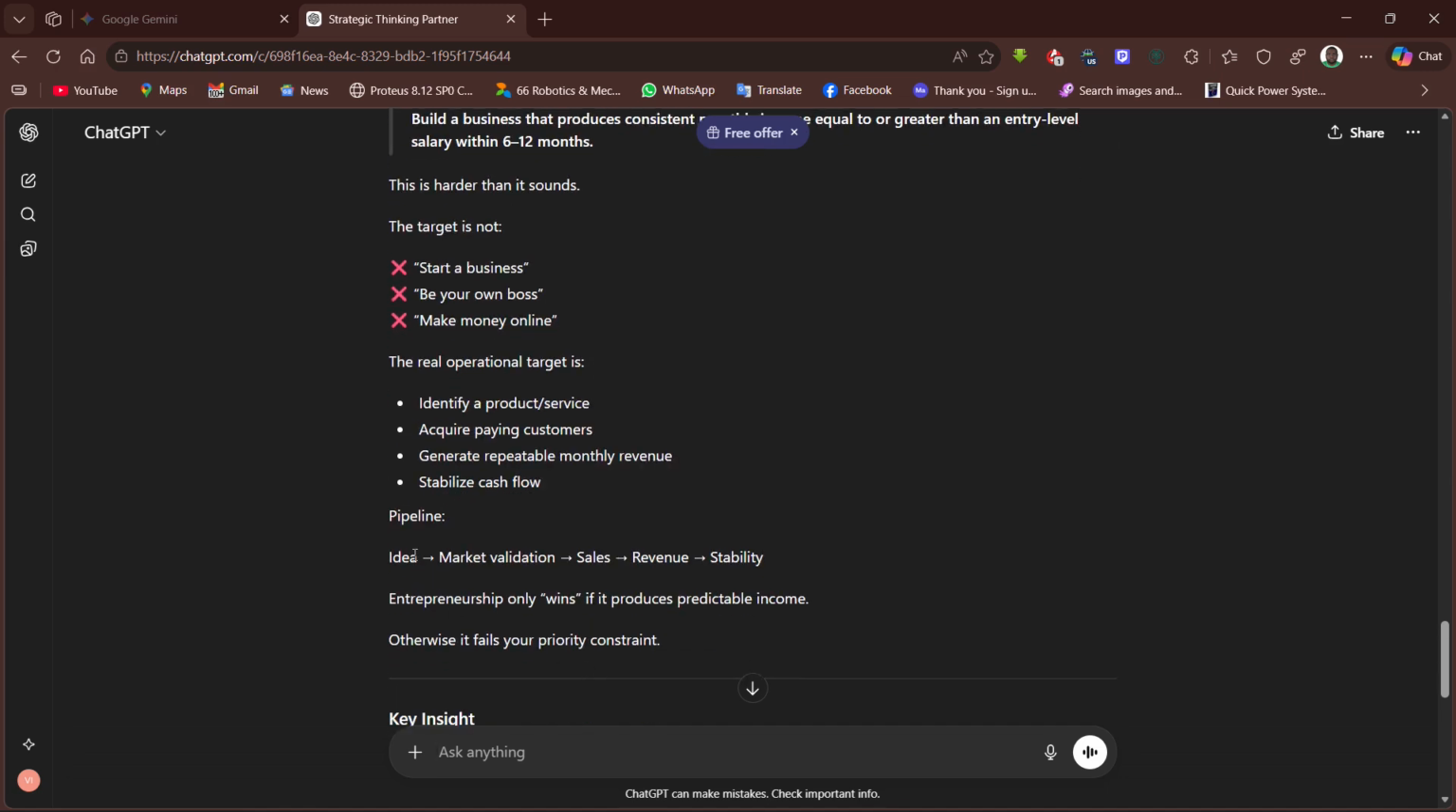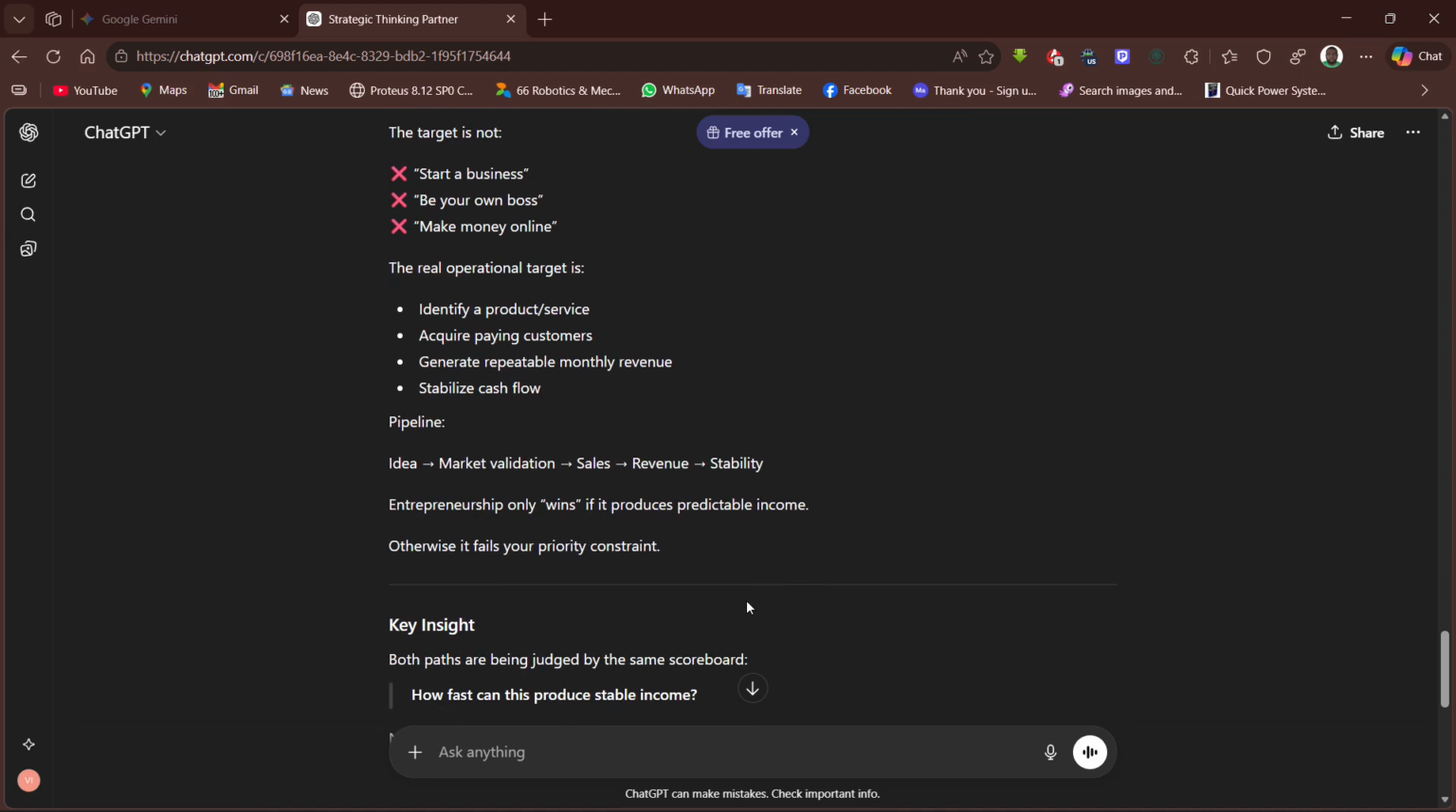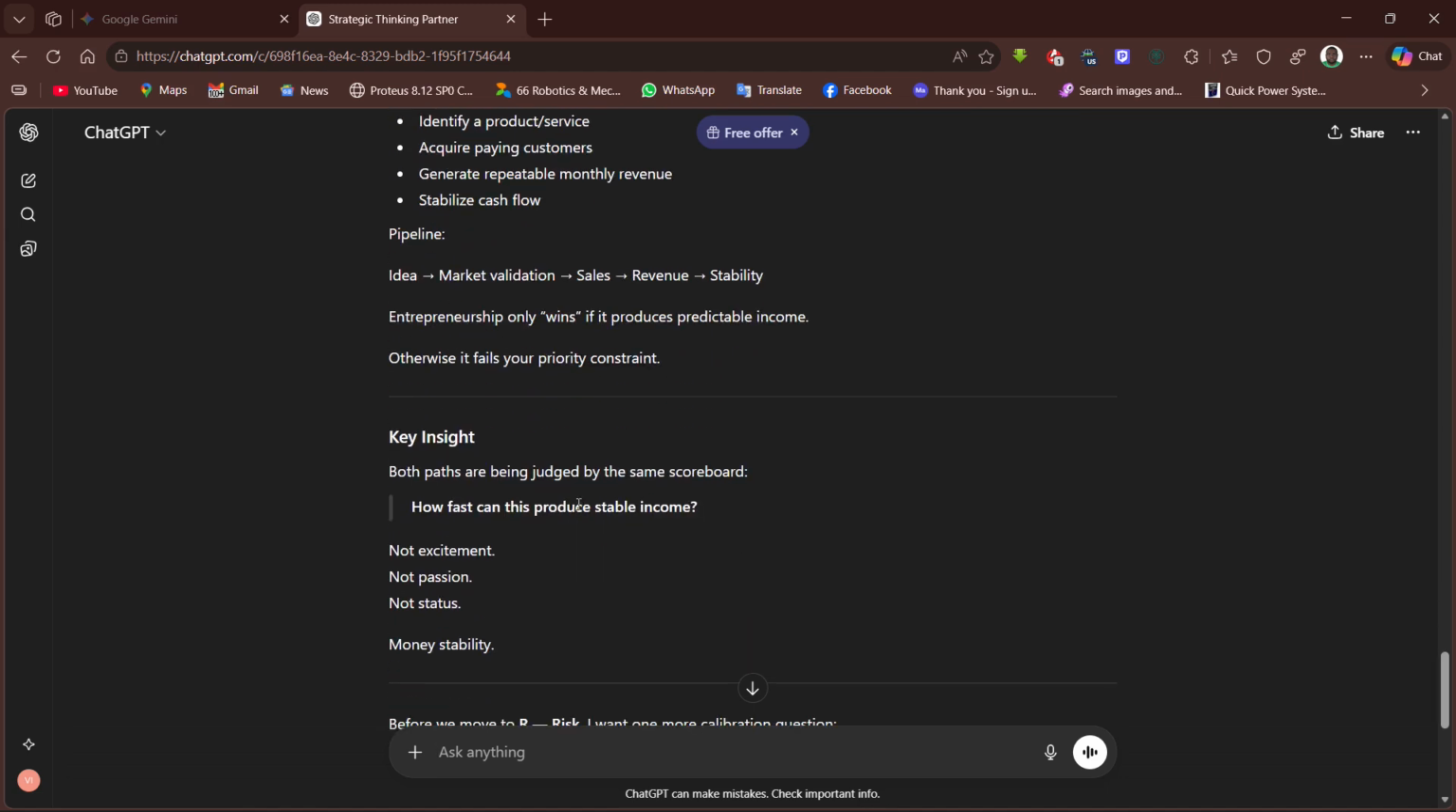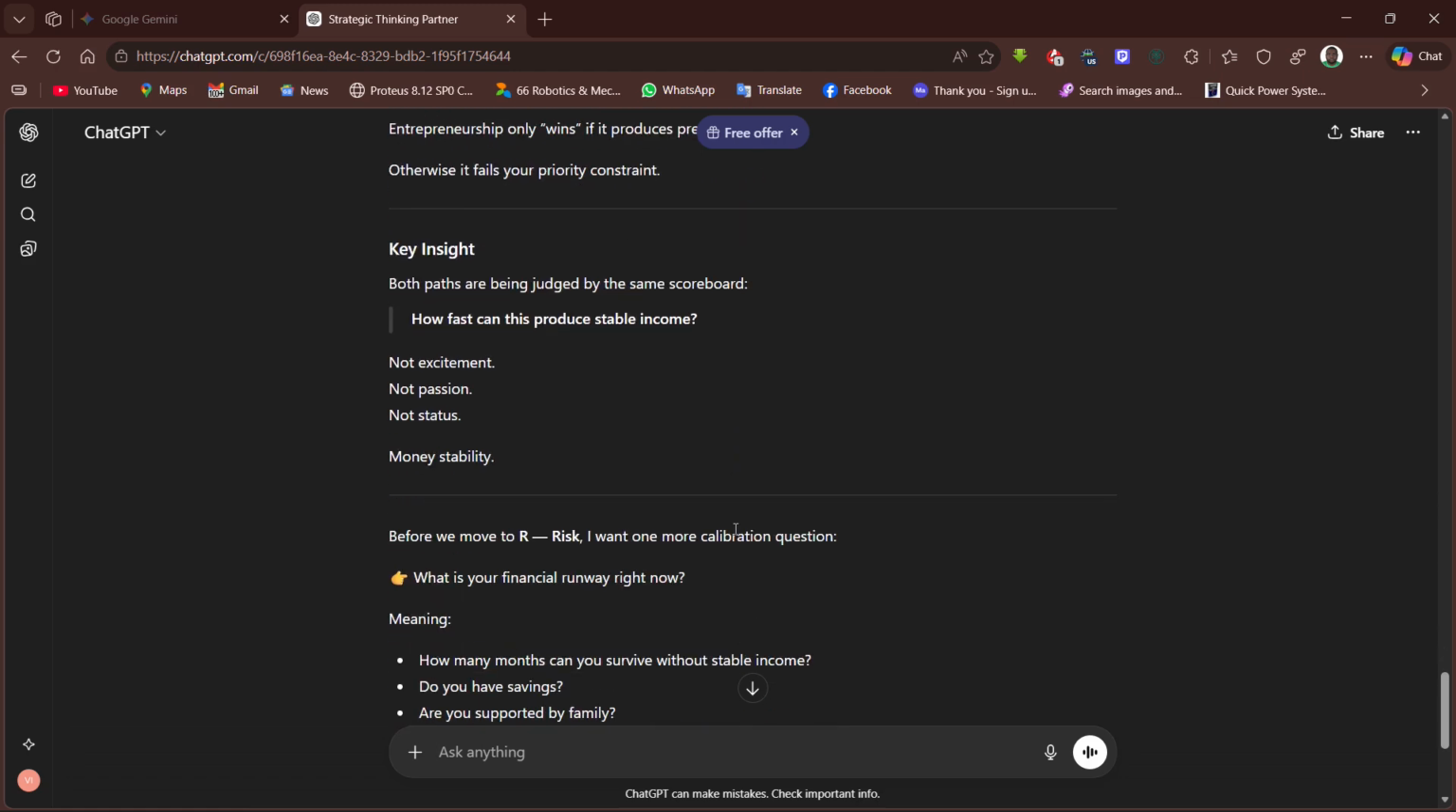Pipeline: idea, market validation, sales, revenue, stability. Entrepreneurship only wins if it produces predictable income. Otherwise, it fails your priority constraints, which is important. Key insight: both paths are being judged by the same scoreboard. How fast can this produce stable income? Not excitement, not passion, not status.